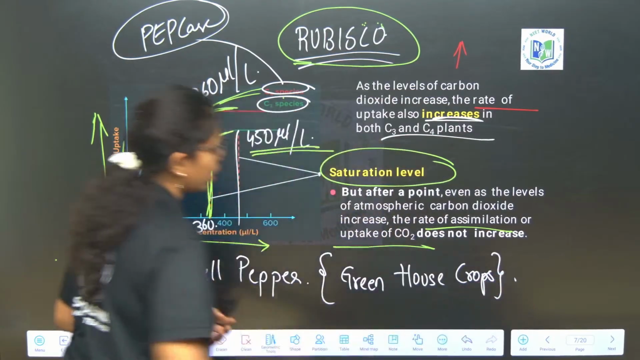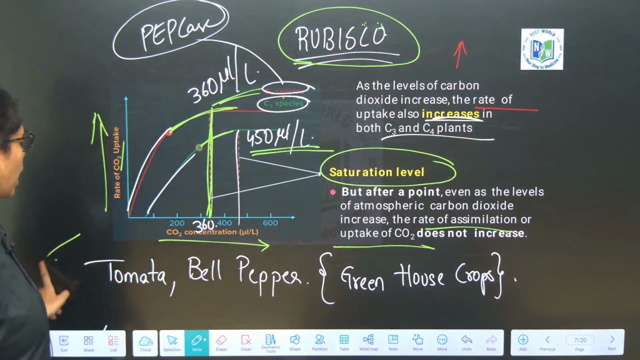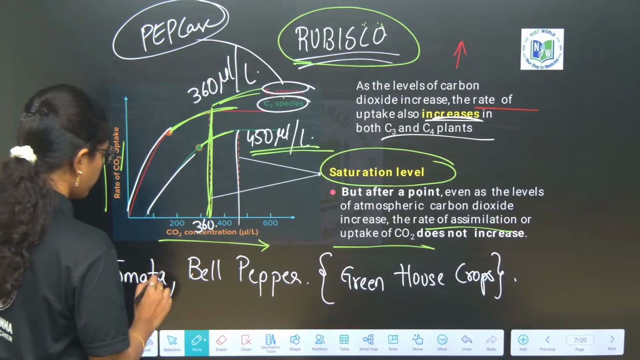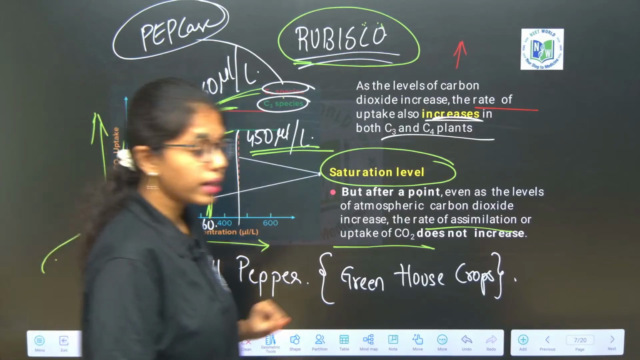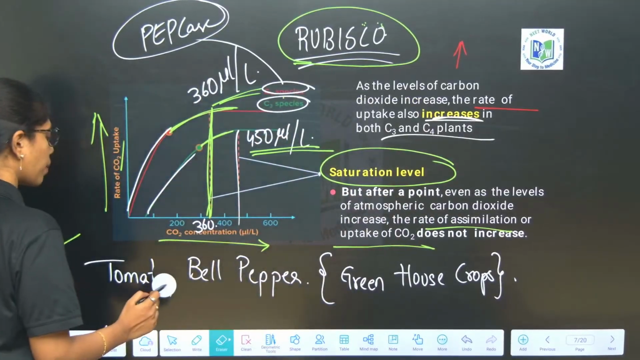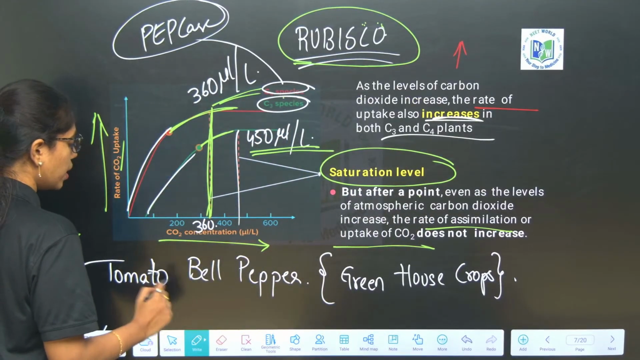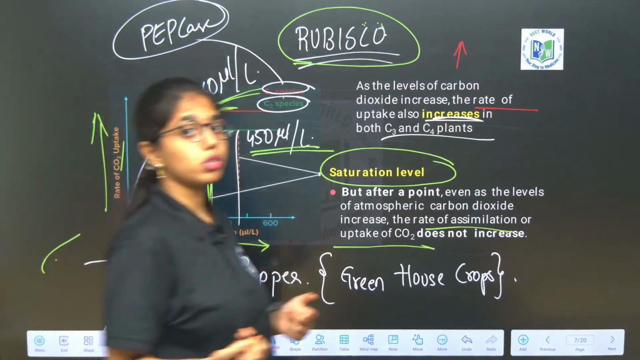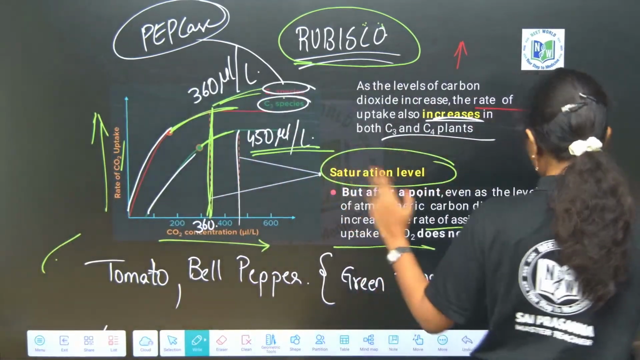Fine. As greenhouse crops, tomato and bell pepper are grown in the greenhouse in carbon dioxide enriched atmospheres to increase the photosynthetic rate. Clear till here, right?